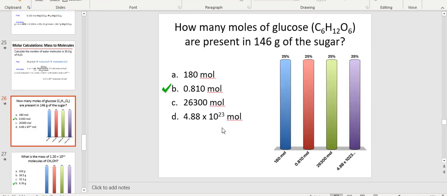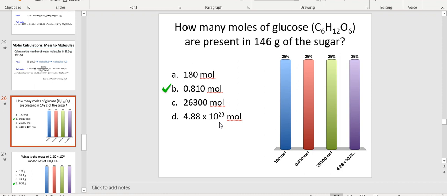How many moles of glucose, C6H12O6, are present in 146 grams of sugar? So what am I asking for? I'm asking for moles. What did I give you? Grams. Okay, you only have to use one formula.